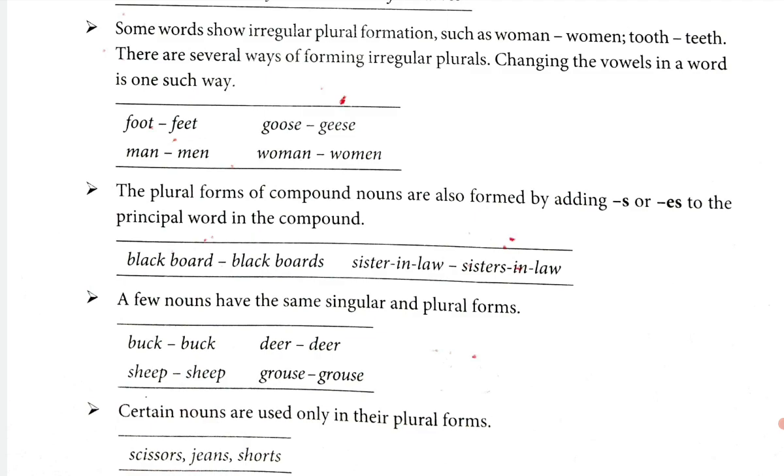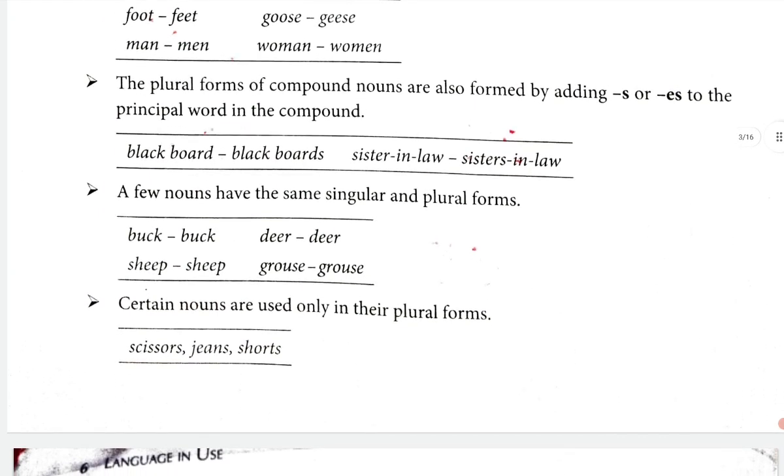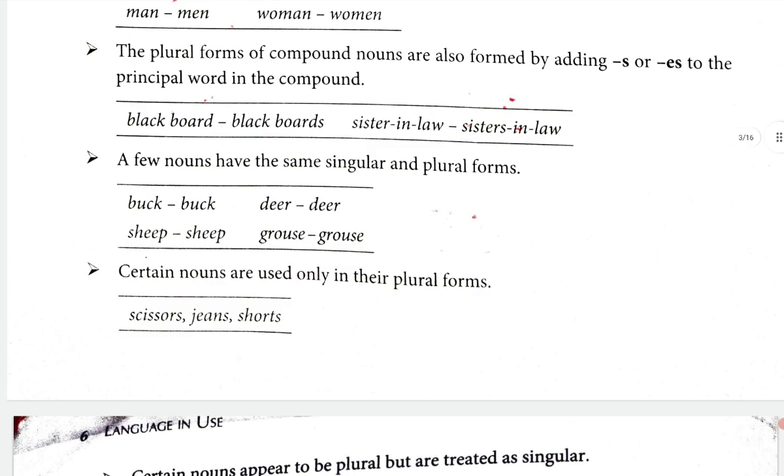Now, plural forms of compound nouns are also formed by adding s or es to the principal word in the compound. For example, blackboard, blackboards. It's a compound noun: black as well as board, blackboard. Sister-in-law, sisters-in-law. Please keep in mind, often you are asked to correct the following sentences. Sister-in-law, the plural form is sisters-in-law. Often there is a chance for you to make a mistake there. That's why I'm reinforcing that the plural of sister-in-law is sisters-in-law.